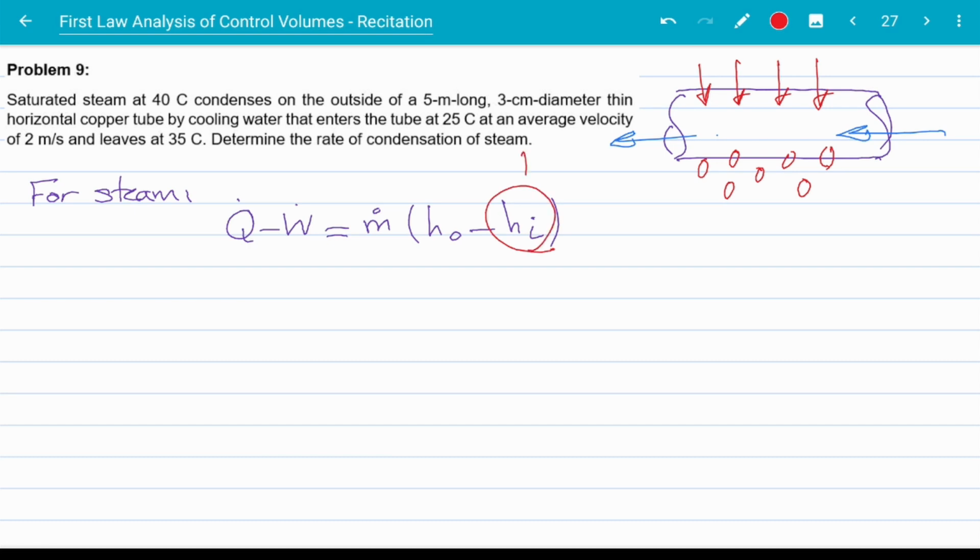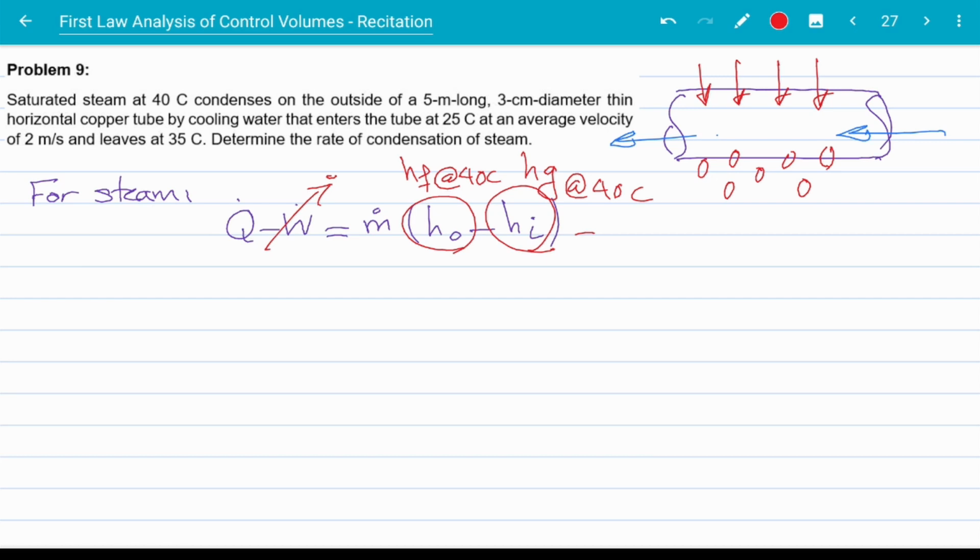So h_i is h_g, or saturated vapor, at the temperature of 40 degrees Celsius. It then leaves as saturated liquid because it has condensed, right? So h_o is h_f, or saturated liquid, at the same temperature, 40 degrees. No work is involved in this problem, so I can drop this term. And I'm left with Q dot is m dot times, now I need to read h_f and h_g from the table.